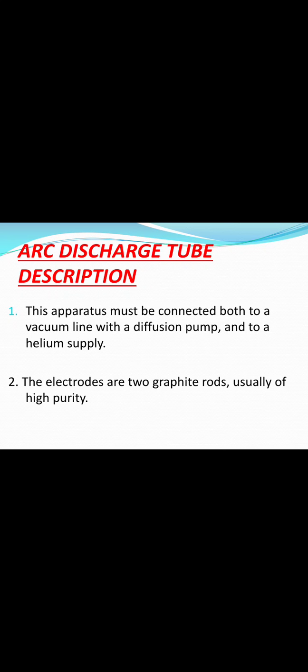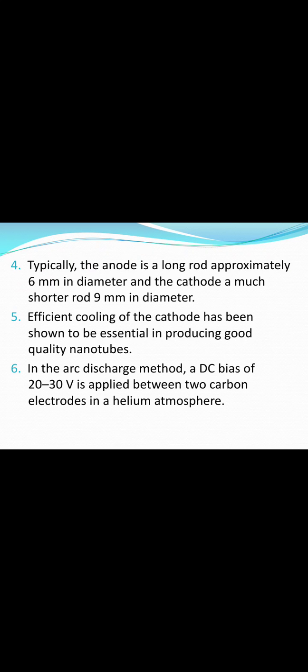The electrodes are two graphite rods, usually of high purity. Typically, the anode is a long rod approximately 6 mm in diameter, and the cathode is a somewhat shorter rod with 9 mm diameter. Efficient cooling of the cathode has been shown to be essential in producing good quality nanotubes.